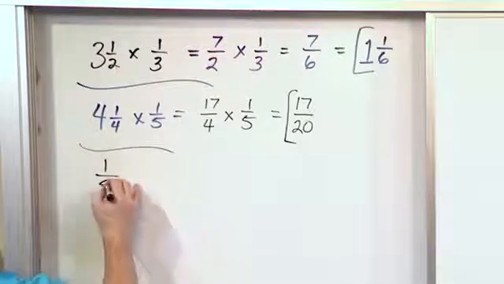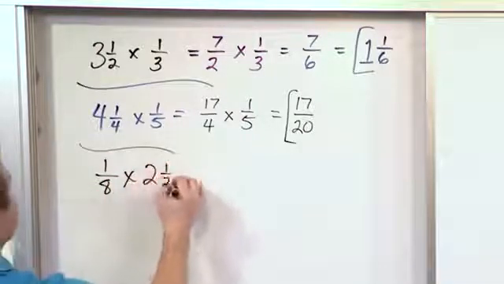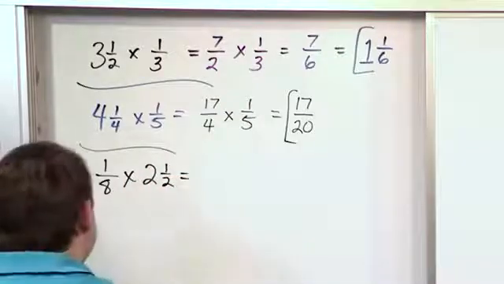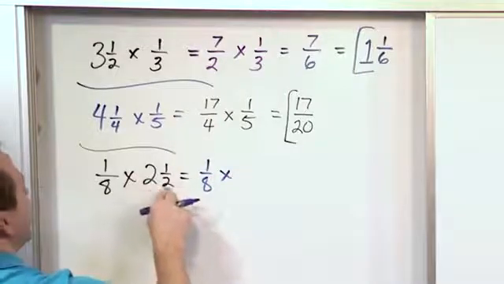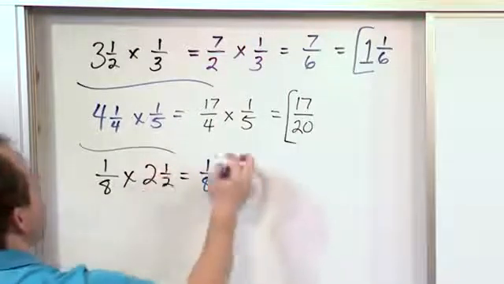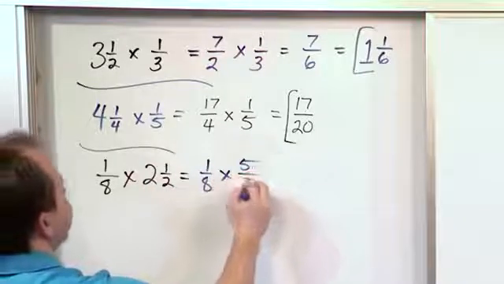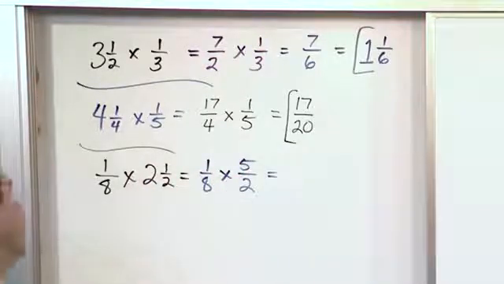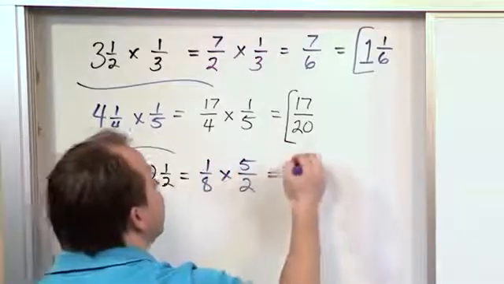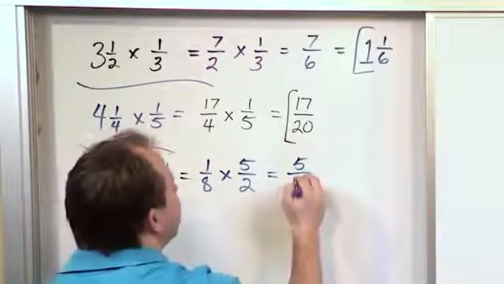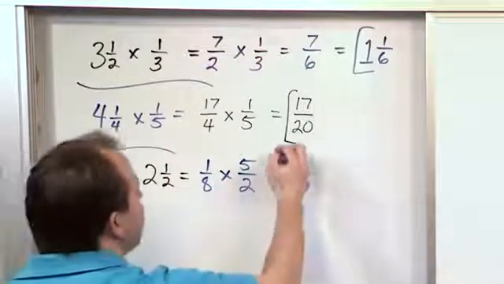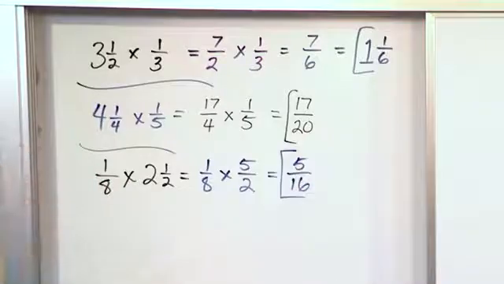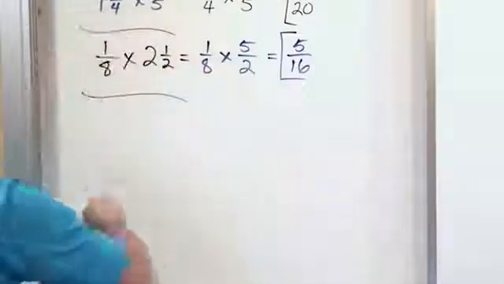What if I have 1/8 times 2 and 1/2? Well, same sort of thing. I take the 1/8 right here, and I multiply. This becomes an improper fraction. 2 times 2 is 4, plus 1 is 5, and I write it over 2. So I just changed it to an improper fraction. Now when I have it in this form, 1 times 5 gives me 5, 8 times 2 gives me 16. I look at that and I see, can I divide top and bottom by anything to simplify it? And I cannot, so that's the final answer. So no matter if your fraction is a mixed number or not, now you know how to multiply them.